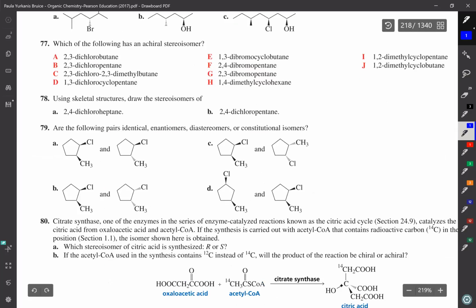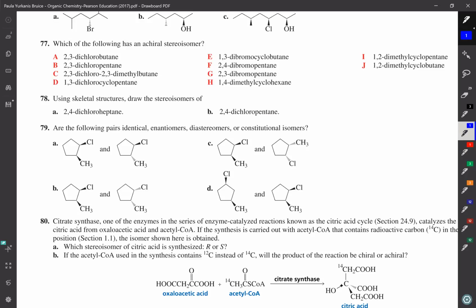Question 79 says, are the following pairs identical, enantiomers, diastereomers, or constitutional isomers? That's question number 79. Now, I always have my little cheat sheet with me.